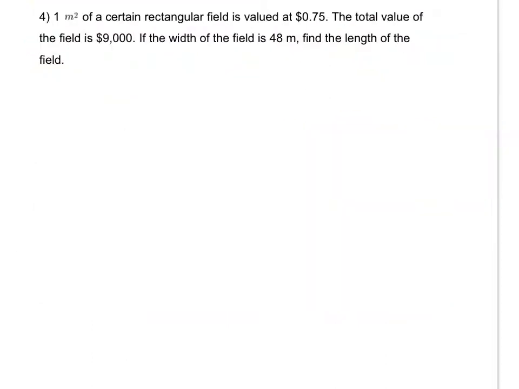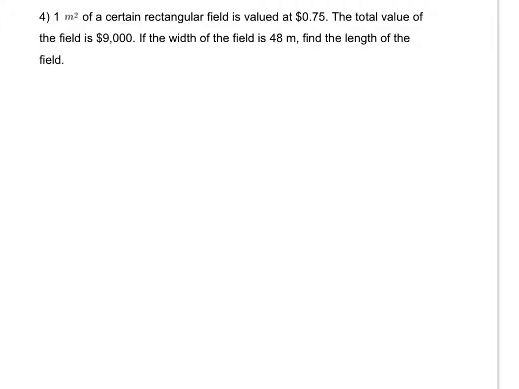Right, in this one, 1 meter squared of a rectangular field is valued at 75 cents. The total value of the field is $9,000. So if the width of the field is 48 meters, find the length of the field. Okay. So, to start off, if every square meter is 75 cents, and it's worth a total of $9,000, you want to find how many square meters you have. You do 9,000 divided by 75 cents. Okay? Because each square meter is 75 cents.